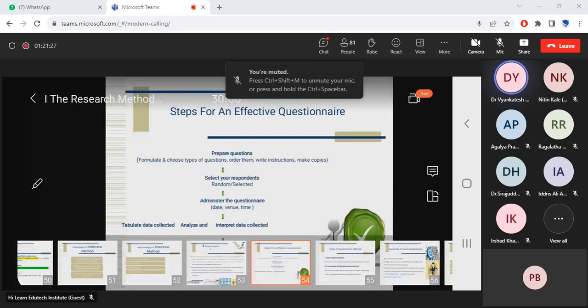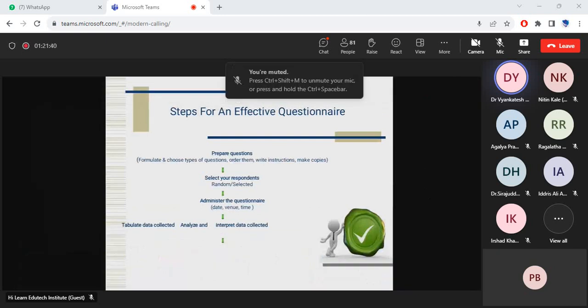So in short, the steps of effective questionnaires, that makes sense if you are preparing questionnaires. So types of questionnaire method: open-ended questions and closed-ended questions. I have already explained. Open-ended questions give the respondent the ability to respond in their own words.